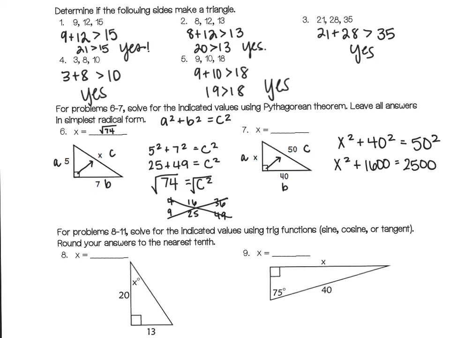This time it's a little different though, so I need to subtract 1600 from both sides. I end up with x squared equals 900. And then again, to get rid of the squared, because I just want to solve for x, I take the square root and I get 30. So since it's a whole number, it's okay to write down 30 instead of the radical 900.